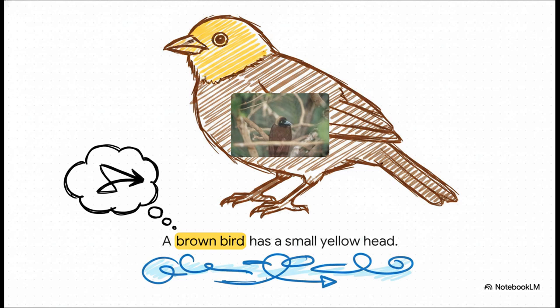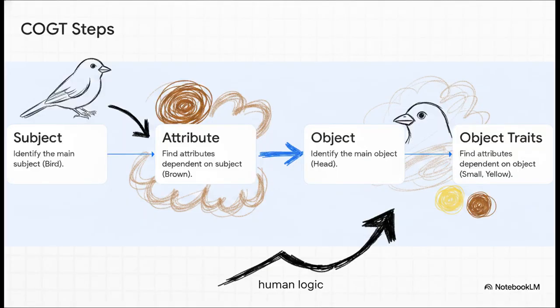In a standard left-to-right AI model, the system is forced to predict the word brown before it even knows that the word bird is coming. Since a million things in an image could be brown, the AI is practically flying blind. It's incredibly inefficient. But with this cautiously ordered generative training, the AI gets smart.